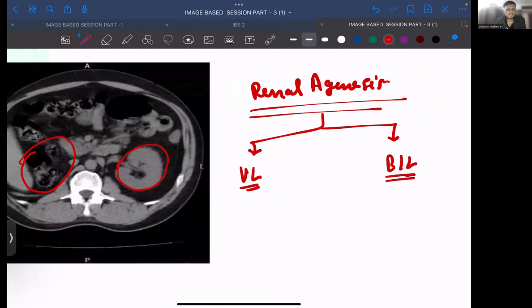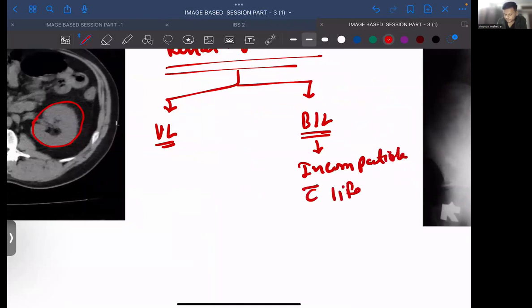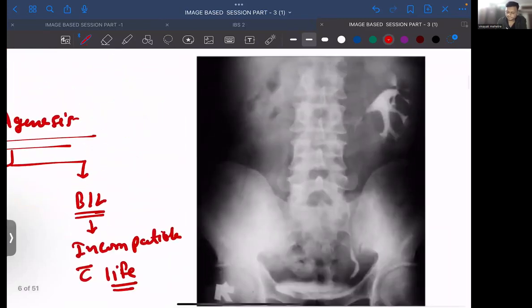Will people with bilateral survive? Renal agenesis means absent kidney. If both the kidneys are absent, is that child going to survive? No, it is not going to survive. So it is incompatible with, of course, his or her life, right? But with unilateral, they can survive. So they will live, right? They will live. Take a look at the X-ray.